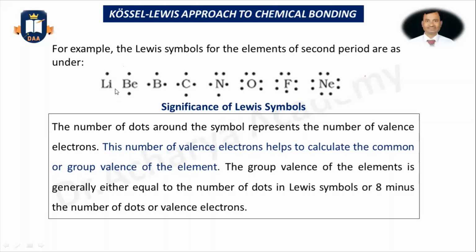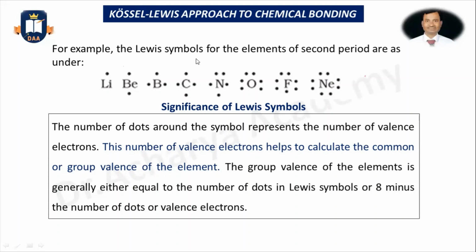For example, lithium has 1 electron in the outer shell, so 1 dot for lithium, and beryllium has 2 electrons in the outer shell, so 2 dots. And these all are valence electrons. This is the second period, and at the extreme right is neon, the noble gas atom, which has the octet formation, because it has 8 electrons in dot form as per the Lewis symbol.